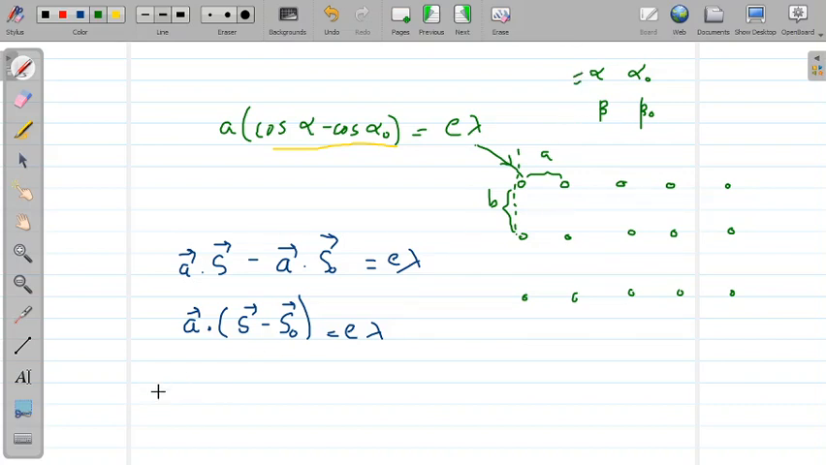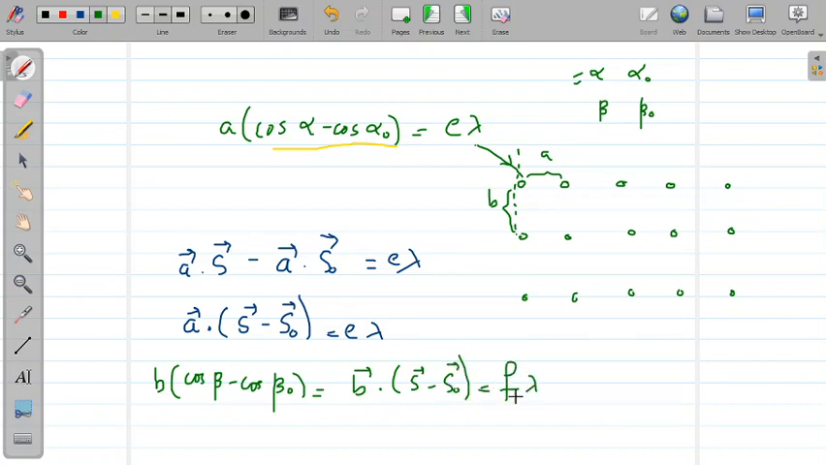So we can actually prove that for that dimension also the same set of equations holds. B into cos beta minus cos beta 0 equals B bar dot S bar minus S0 bar equals f lambda. F is also an integer. So this is the equation. This is the Laue equation in the second dimension. Here all the terms b, beta 0, beta, S bar, S0 bar all have similar meanings as in the treatment that we have already done.